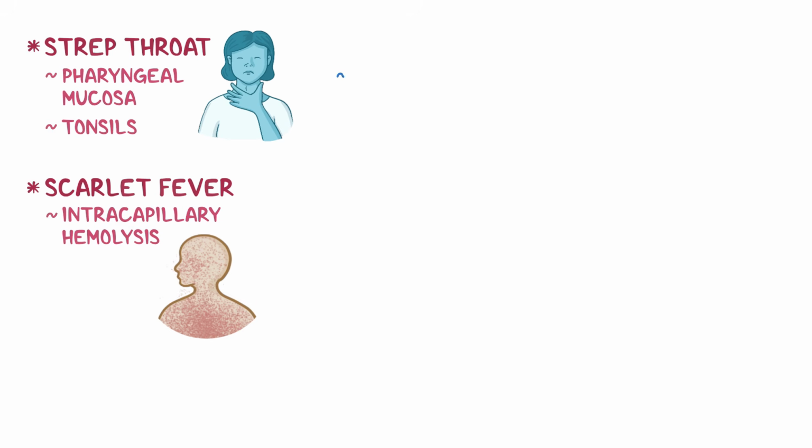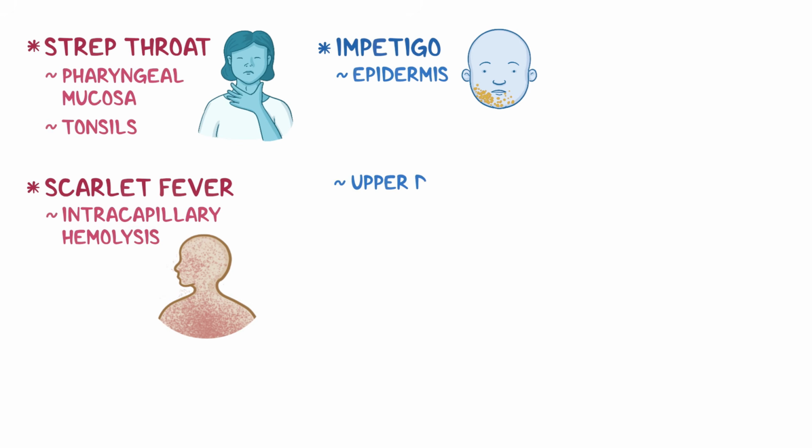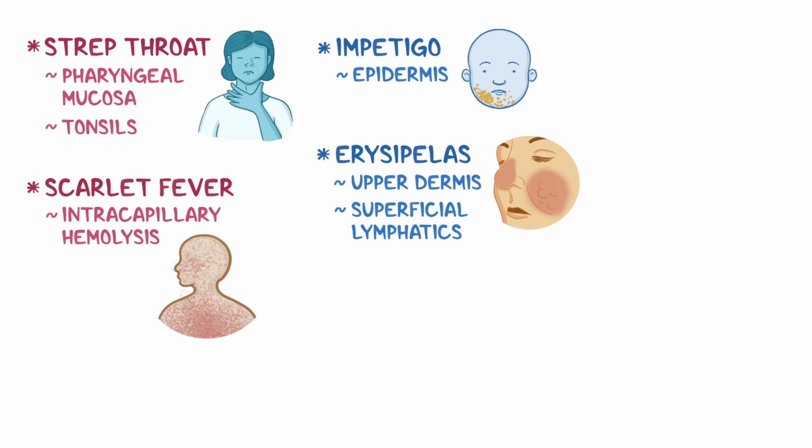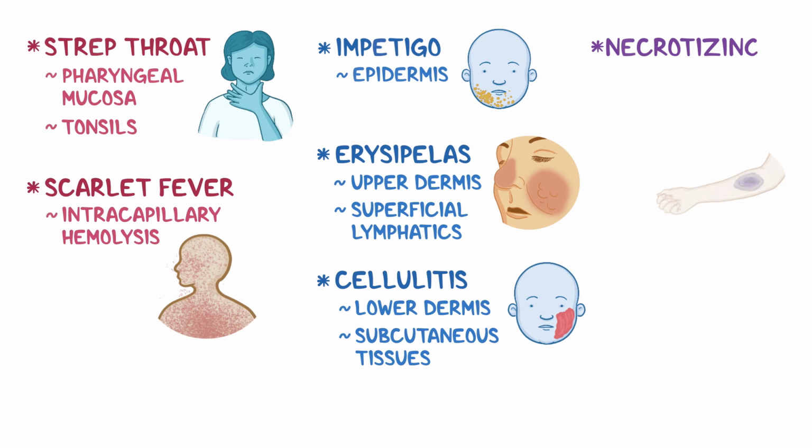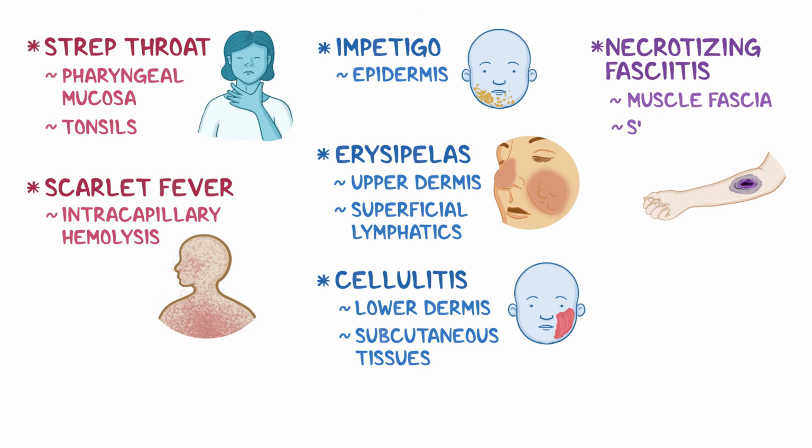When strep pyogenes infects the epidermis, it causes impetigo, which are superficial skin lesions that look like honey clusters. If the bacteria invades deeper, it can infect the upper dermis and superficial lymphatics, causing another skin infection called erysipelas. If it gets to the lower dermis, it causes cellulitis, which is an acute, painful, quick-spreading infection of the lower dermis and subcutaneous tissues. Sometimes, the infection can spread even deeper to the muscle fascia, causing necrotizing fasciitis, which is when the muscle fascia and subcutaneous tissue are destroyed in a process called necrosis.